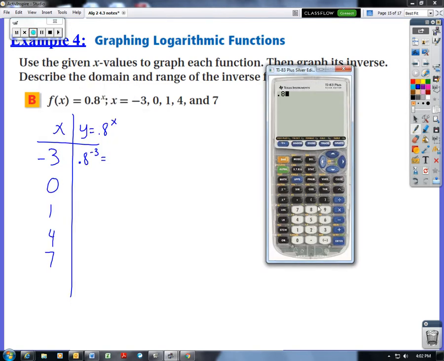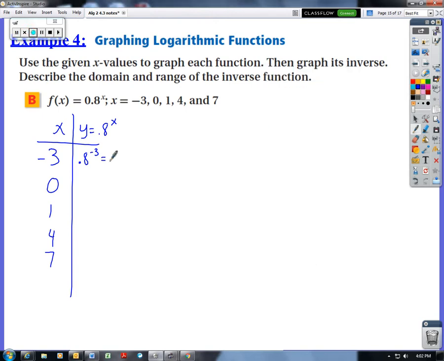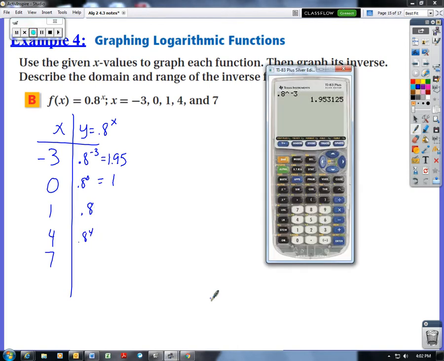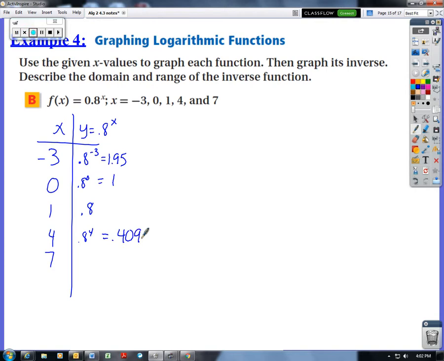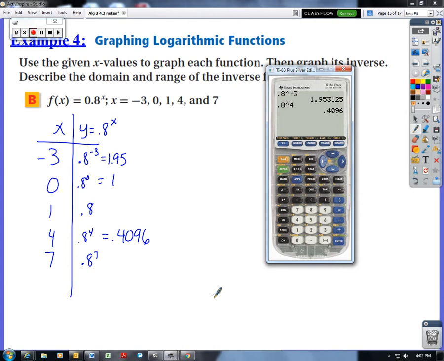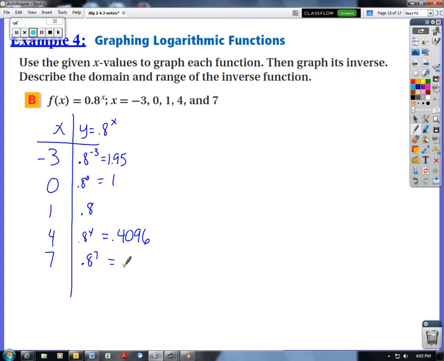We've got 0.8 raised to the negative 3. That is about 1.95. 0.8 to the 0, that's 1. 0.8 to the 1 is 0.8. 0.8 to the 4th, I need to go back to my calculator. I don't know what that is off the top of my head. 0.4096. And 0.8 to the 7th. Back to the calculator. And we've got 0.21. About.